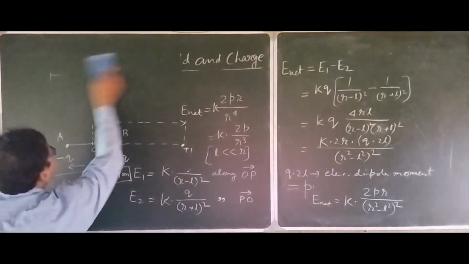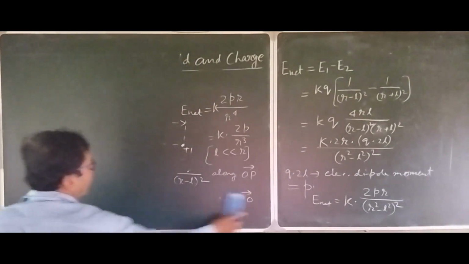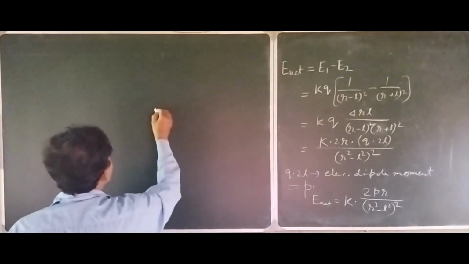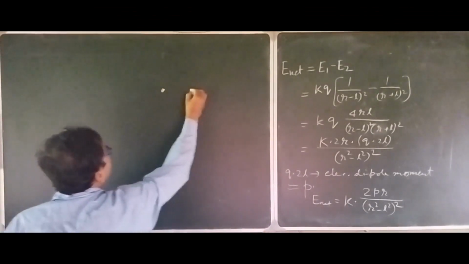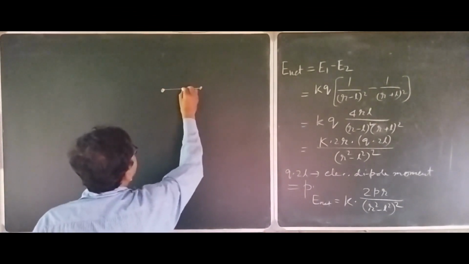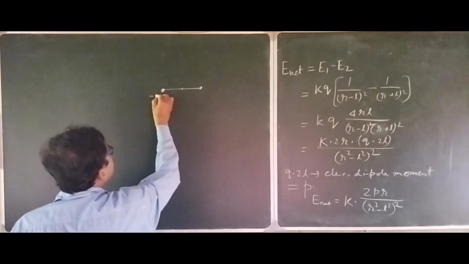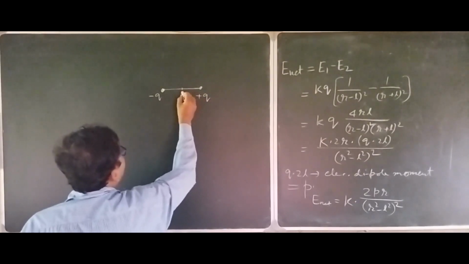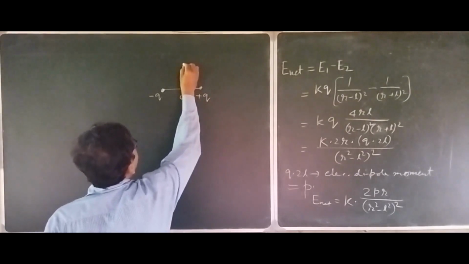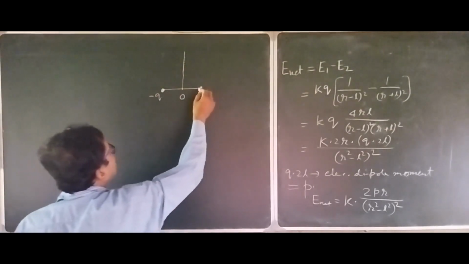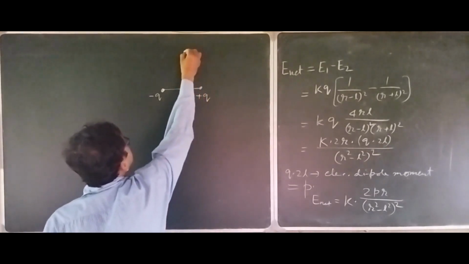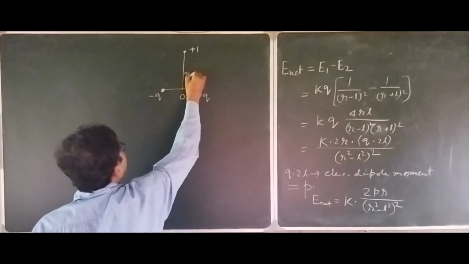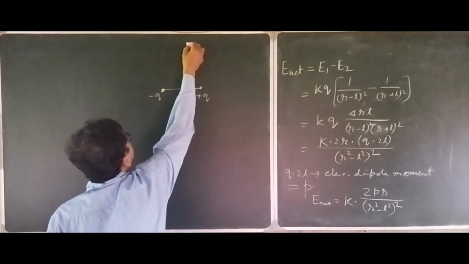Now the same thing we can determine when that unit charge is placed. Suppose this is the dipole, and this is its midpoint. This is minus q, this is plus q, this is the midpoint O, and this is the perpendicular bisector of the dipole. And when you place a plus 1 coulomb charge, this distance is r, this distance is r, and this point is P.